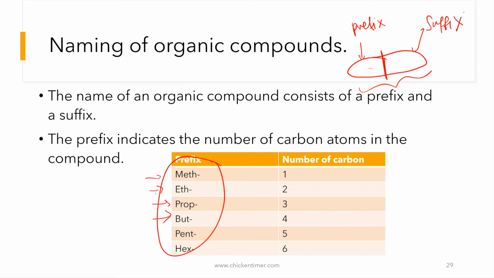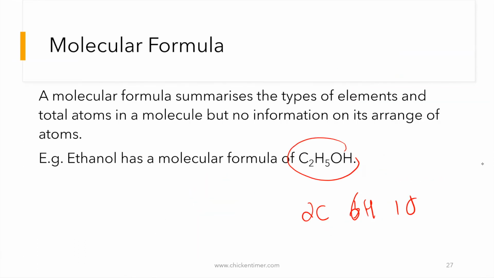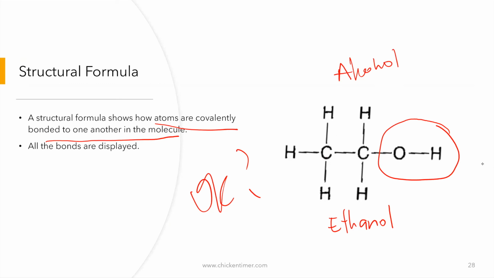Okay, so prefixes. Any organic compound that has METH in front means that it has 1 carbon. If you have ETH, then it's 2, then PROP is always 3, etc. So then, ethanol, propane. Ethanol is an alcohol, and then we have ETH means it's 2 carbon, and then you see 2 carbon here.